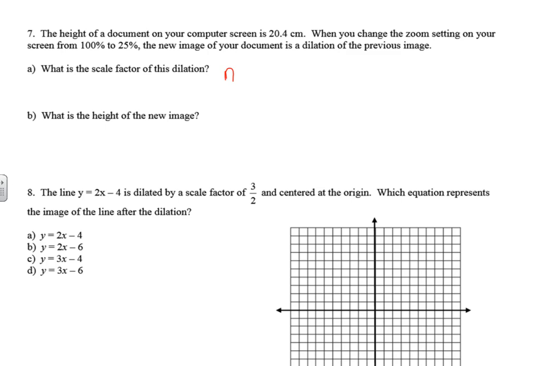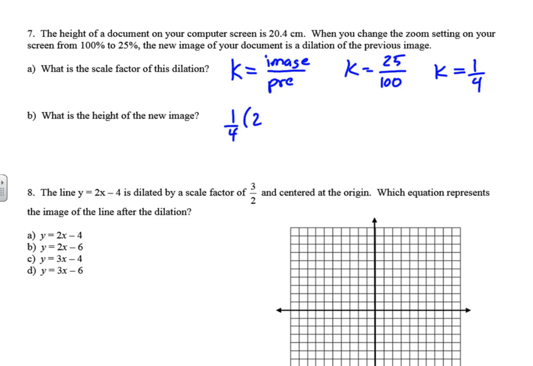So again, when you're thinking about the scale factor, which is K, K is always equal to the image divided by the pre-image. In this case, the image is 25, the pre-image, the original, is 100, which is 1/4. So if we move something from 100% zoom down to 25% zoom, that's 1/4. If we multiply that 1/4 by our height here, we get 5.1 centimeters as the new height.